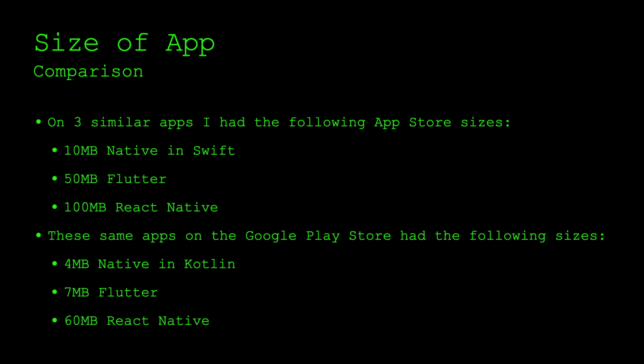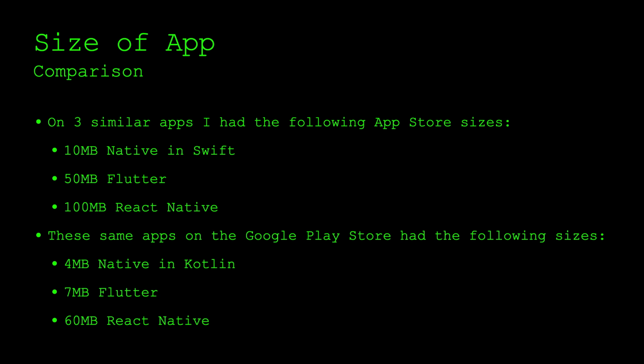So just as I was saying earlier, I would do a comparison on the size of the app. So I have 3 similar apps, and on the App Store they had sizes of 10 megabytes for native and Swift. That increased to 50 megabytes for Flutter and 100 megabytes for React Native. So you can see that similar apps in React Native do tend to be bigger than Flutter apps.